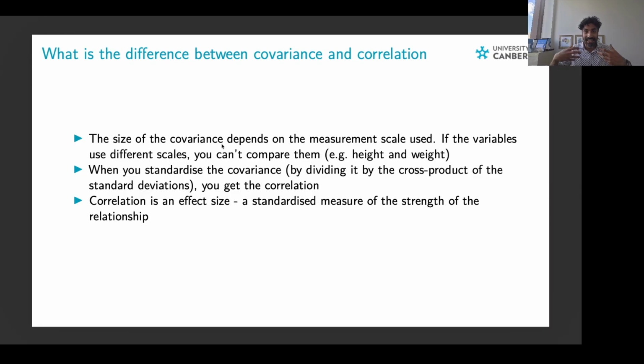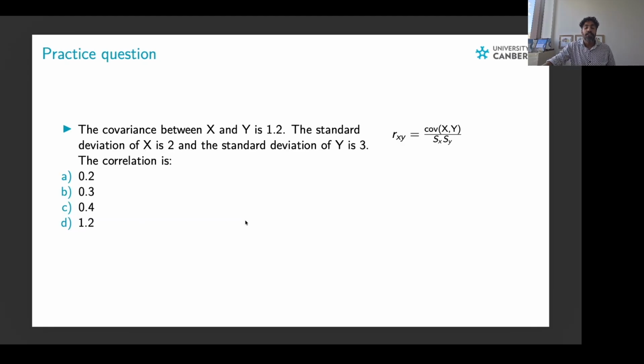So correlation is an effect size. It's a standardized measure of the strength of the relationship. So I could say in that example, the effect size here is larger than the effect size here, even though the measures are on different scales. So it's really a powerful tool that allows us to compare between different measures. So hopefully that makes sense. If not, these questions are going to be a good test as to whether or not it does make sense to you.